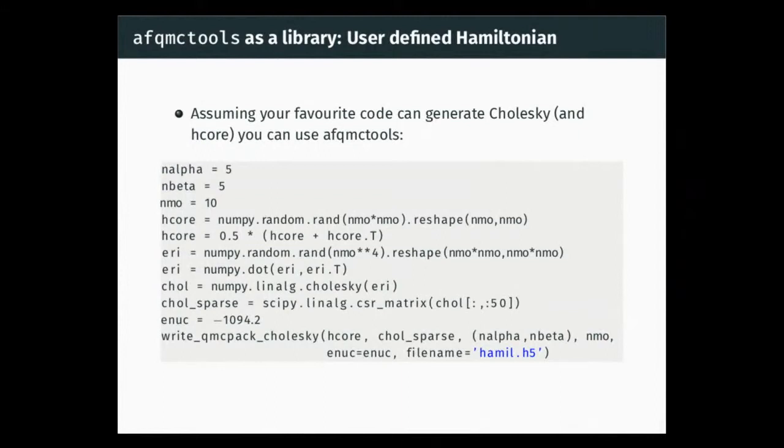And once you pass that through, it will generate a Hamiltonian called hamil.h5, which will be in a format readable by QMCPack, AFQMC QMCPack. So if you have, for instance, some quantum chemistry code which generates this information in plain text or some other format, then it should be fairly easy to get these quantities out through Python. And I can help you with that if you have any questions.